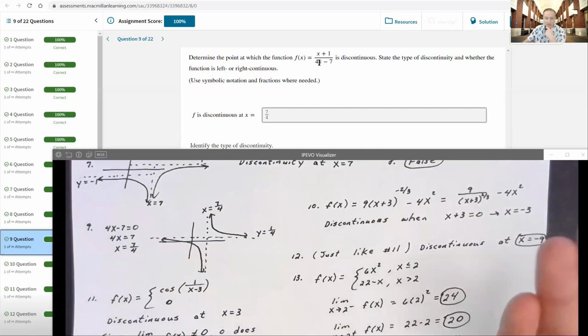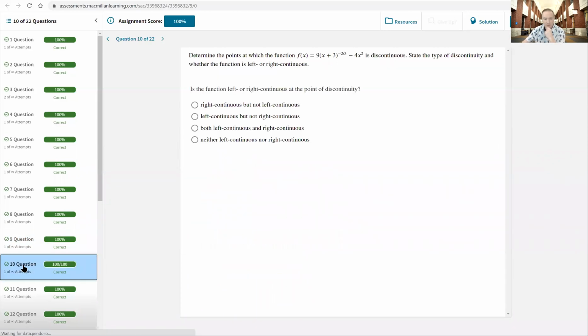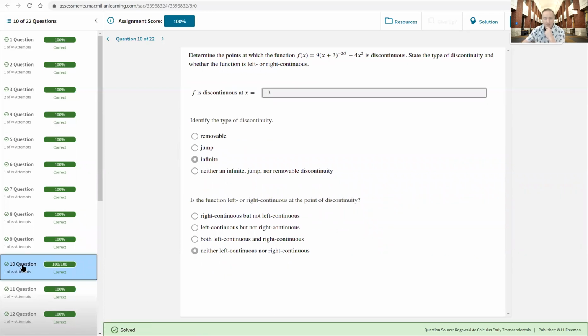I can say, well, clearly there's a discontinuity at 7/4. Yet again, it's an infinite discontinuity. It will always be an infinite discontinuity anytime there's a vertical asymptote. And then, is it continuous from the left or right? Nope. So again, neither left continuous nor right continuous. A lot of these questions are pretty redundant as far as the answers, and so is this one.